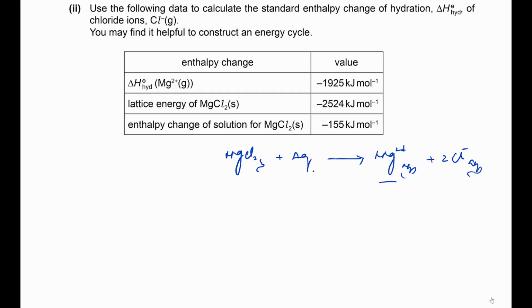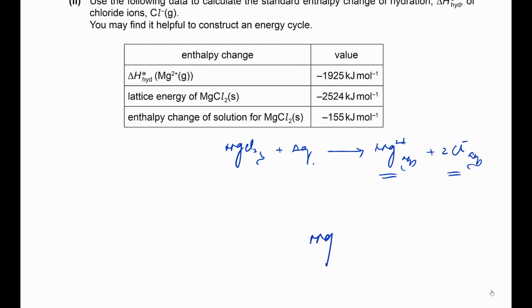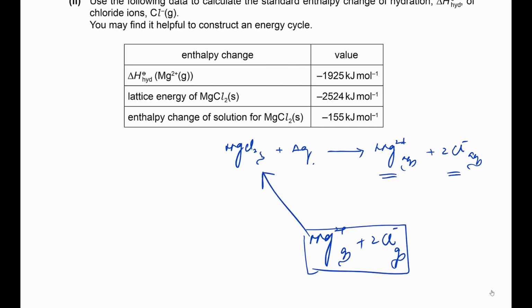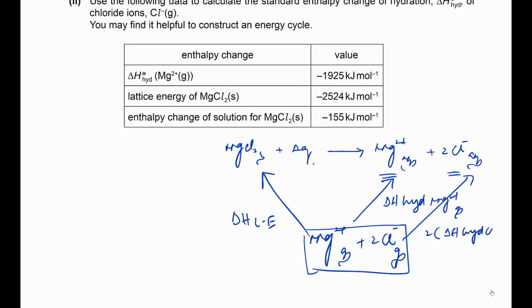Now I need these two gaseous ions as well: magnesium 2 positive gaseous ion and 2 moles of Cl negative gaseous ions. When these gaseous ions are combined to make a solid compound, MgCl2, the enthalpy change is known as lattice energy. When these gaseous ions are dissolved in water, this is called the enthalpy of hydration of magnesium 2 positive gaseous. Similarly, this is 2 moles of enthalpy of hydration of Cl negative ion gaseous. And this one is the first equation that I wrote, enthalpy of solution. That's very simple.